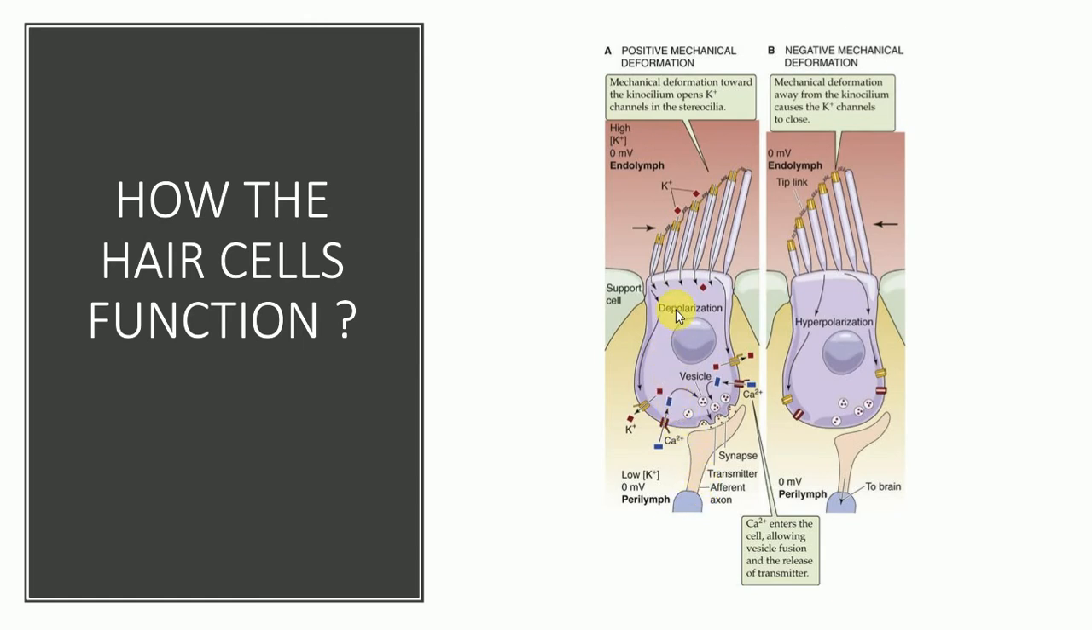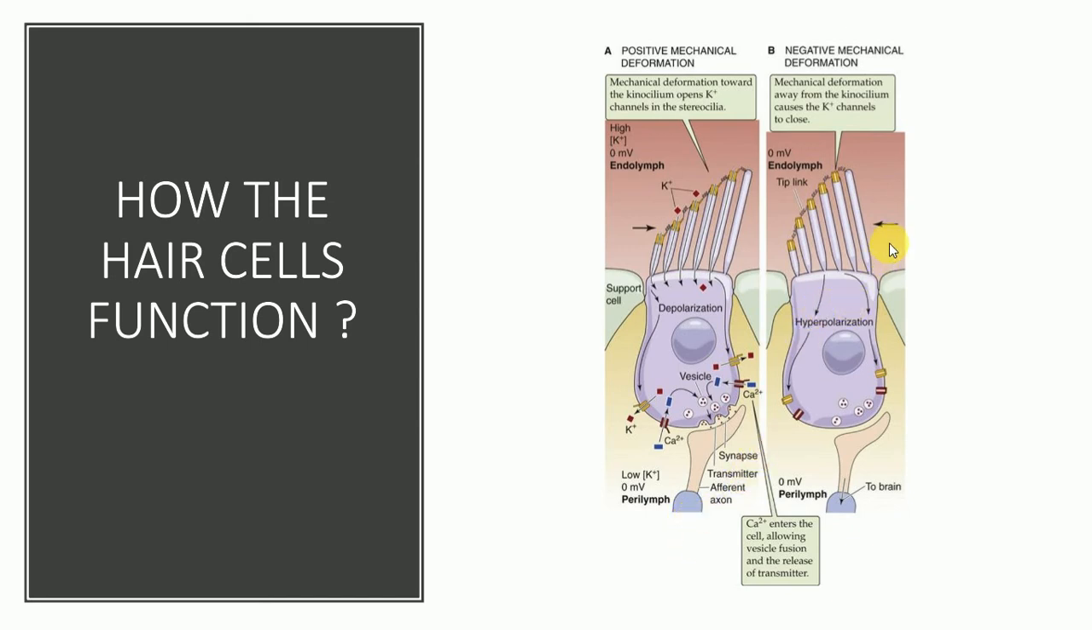Now, what exactly is happening? Let's go through it slowly. What happens? The potassium ions enter in, there is depolarization. Along with the potassium, the calcium ions also enter in. These calcium ions cause this vesicle to fuse with this basolateral membrane and cause the exocytosis of the neurotransmitter, in this case glutamate, which causes action potentials to be generated and pass through this peripheral process of the spiral ganglion to the central nervous system.